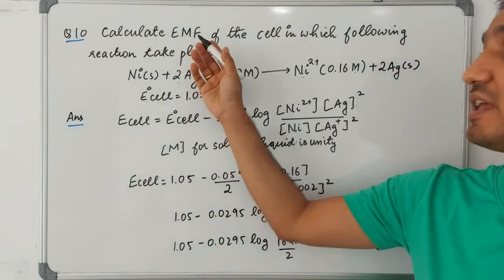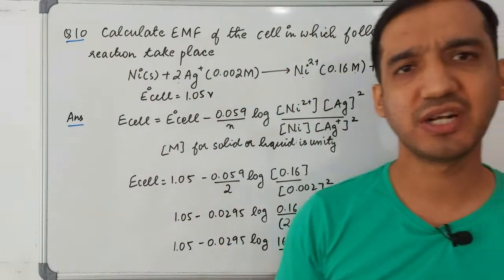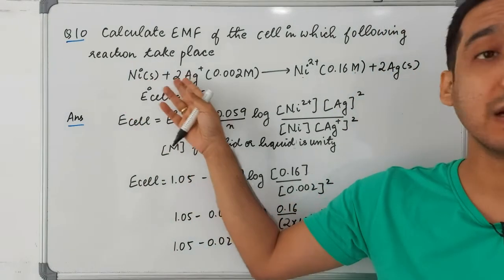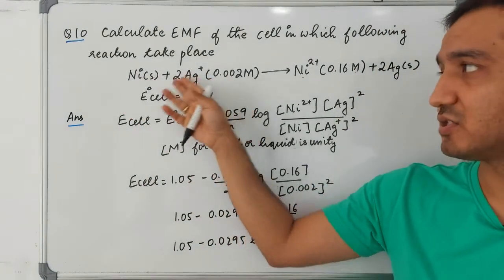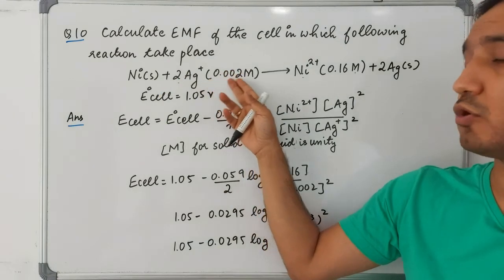The 10th question is, calculate the EMF of the cell in which the following reaction takes place. They have given nickel plus 2 Ag+ resulting in products, and the concentration of Ag+ is given as 0.002 molar.